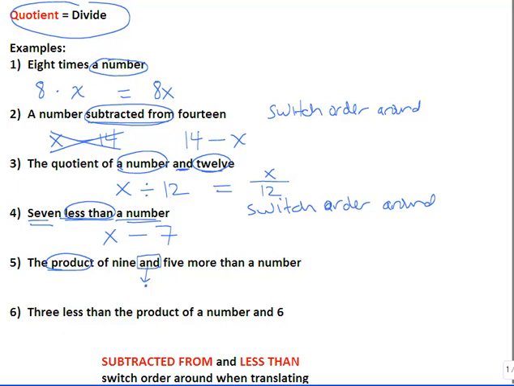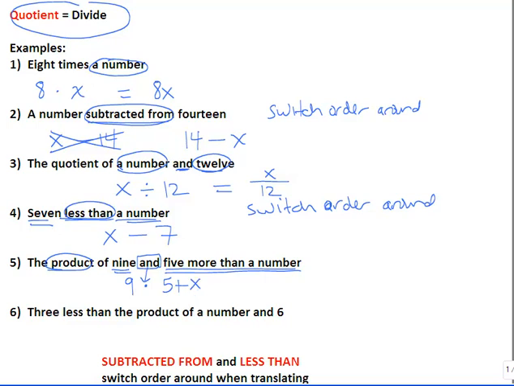So whatever comes before the word and is going to come in front of your dot. So in this case, that's the number 9. And whatever comes after the word and, which in this problem is this whole phrase, that's going to come after the dot. So how do you translate 5 more than a number? Well, more than means you're adding to. So we want to add 5 more, 5 added to our number x.